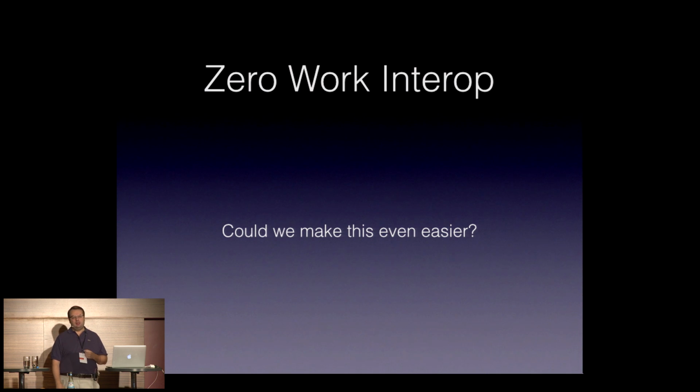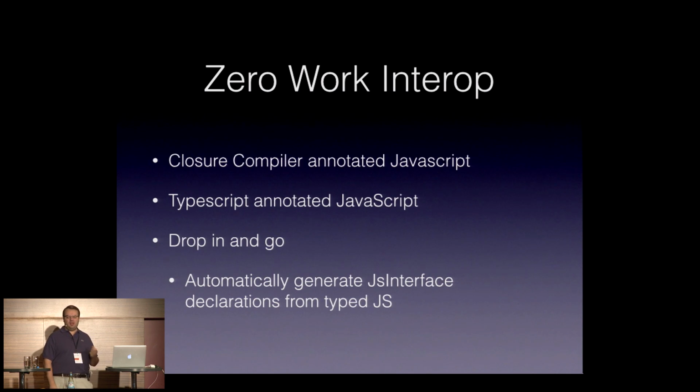Well, one thing I'm working on is something called zero-work interop. What if you could just take a third-party JavaScript library, drop it in the directory of your project, and that JsInterface that I just showed you is automatically generated? It just reads the JavaScript in, understands what the API is, and writes out the Java interfaces that map it. Something like that is possible. It actually is. Let me see if I can show you a demo.